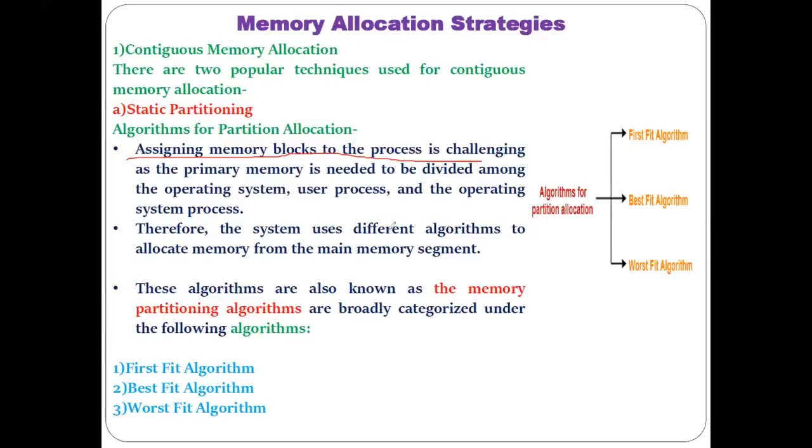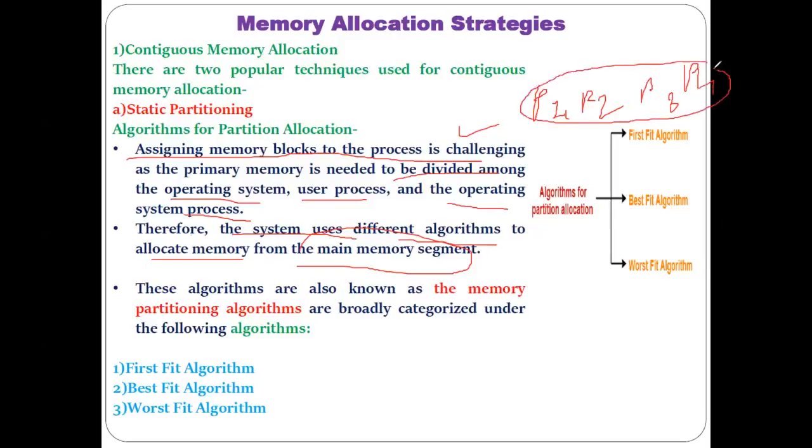And primary memory does not contain only the user processes. The primary memory is always divided among the operating system as well. Our operating system is also there in the primary memory whenever you start the computer. Also, when you do some task on the computer, that user process also needs primary memory, and primary memory is also needed by the various operating system processes. That is the reason assigning memory blocks, cells or partitions to these different tasks or processes is a very challenging task. Therefore, the operating system uses different algorithms to allocate memory from the main memory. As I said, if there are processes P1, P2, P3 and P4 that want to utilize the memory, then how will the memory be allocated to P1, P2, P3, P4?